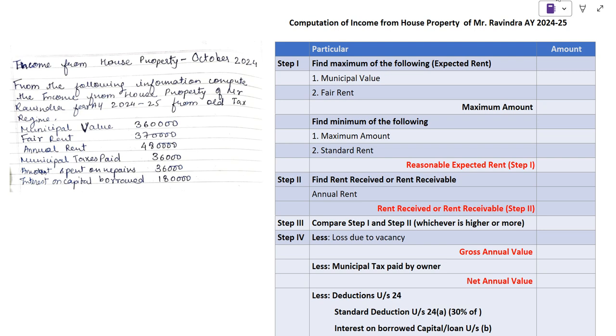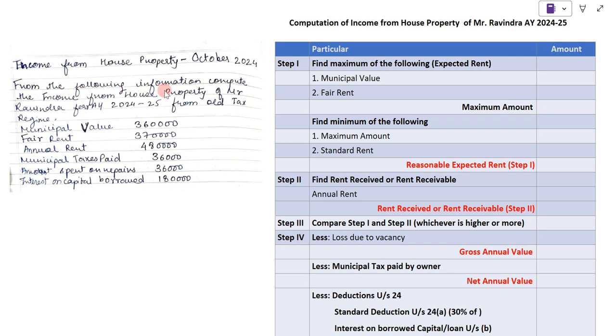I am Namita Mane. In today's video, let us solve one example of income from house property. This example was asked in the SPPU examination October 2024. So this is the example on the screen. Income from house property, SPPU examination TYBCom October 2024.